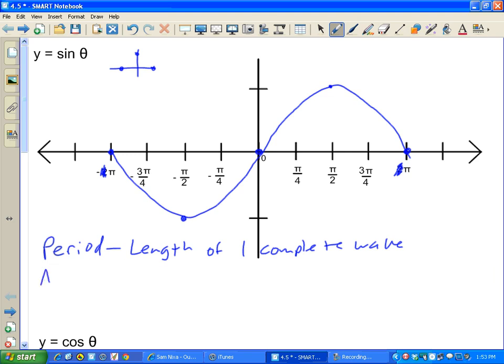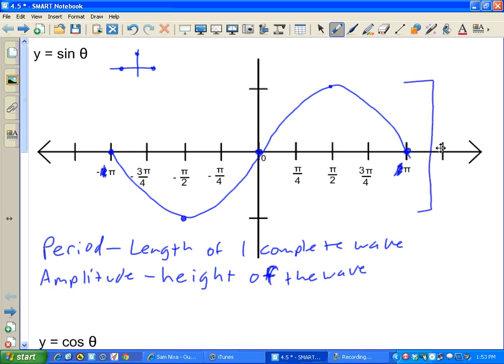There's also an amplitude. That's the height of the wave. And we measure height, not the overall height. So this is not the amplitude. We actually just measure the height from the baseline or from the 0. So it's only here. This is the amplitude.